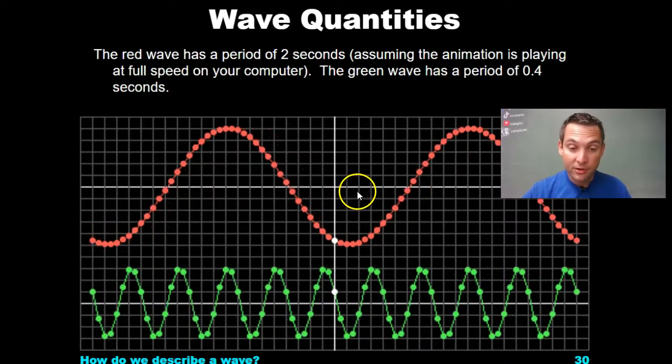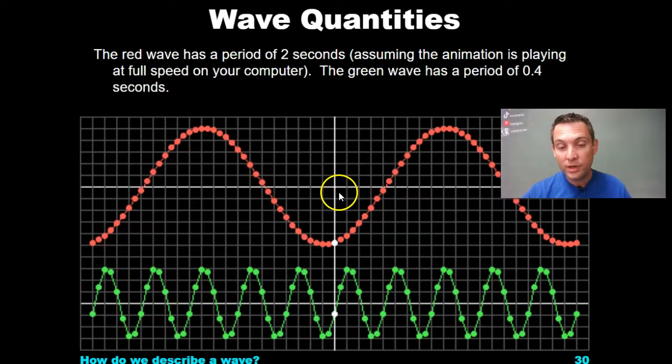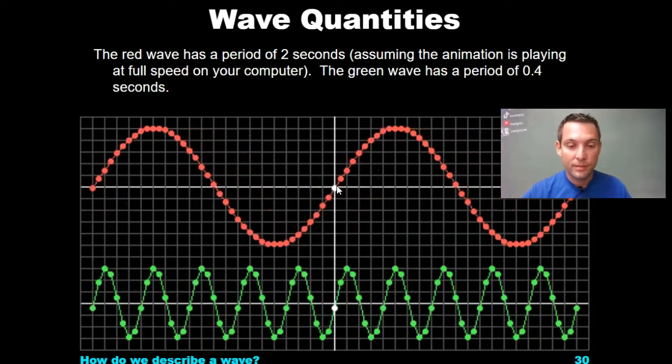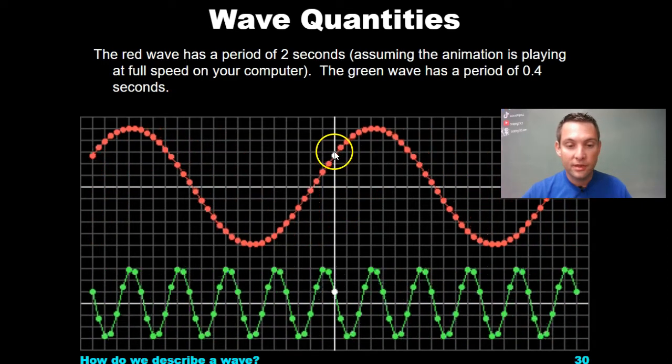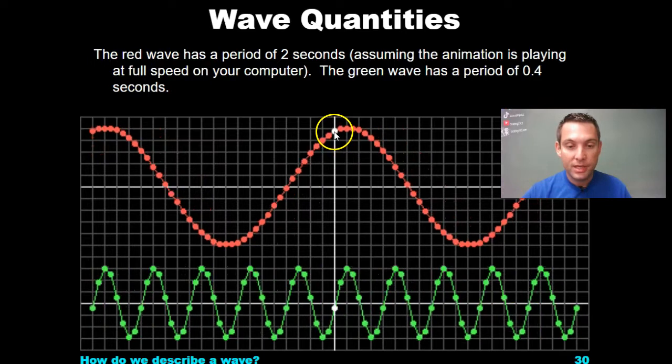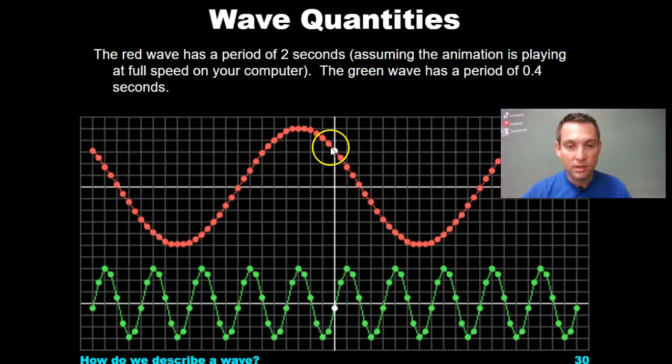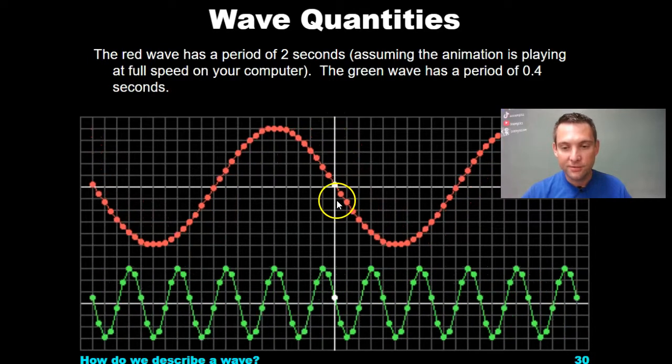To calculate the period, we would have to start from one point and then calculate the time that it takes to get to the second point. So let's say we want to start when the white dot is at the peak. 1001, 1002. Yeah, we're not playing this animation at full speed.